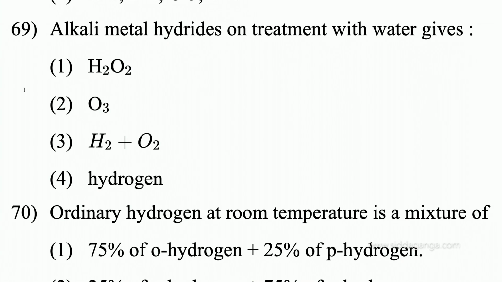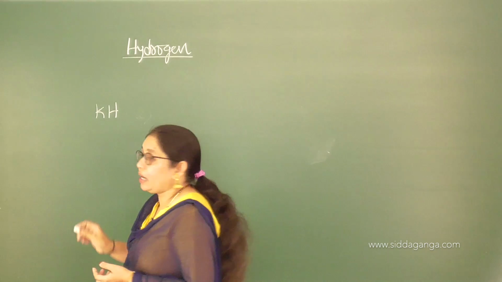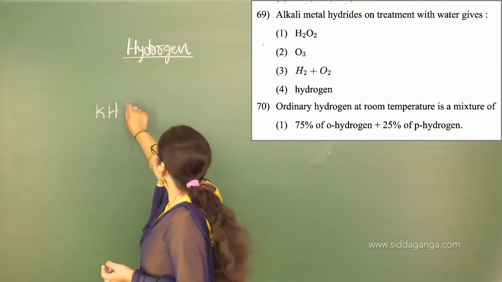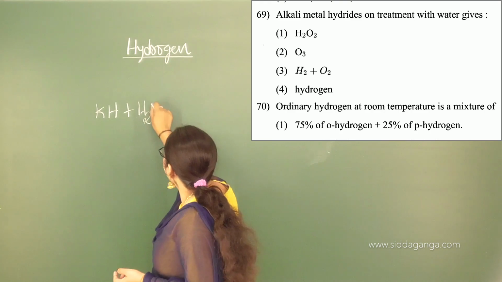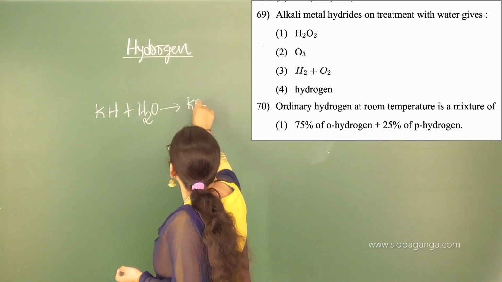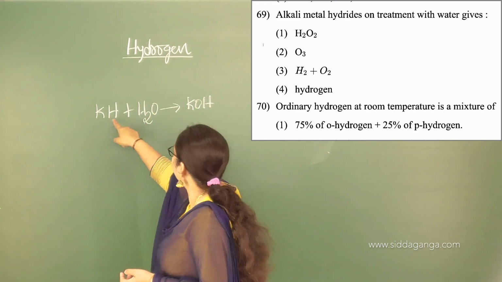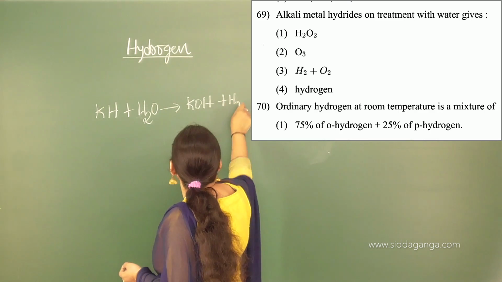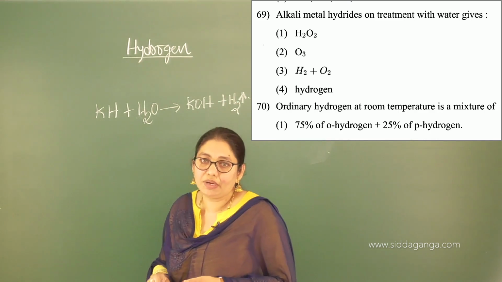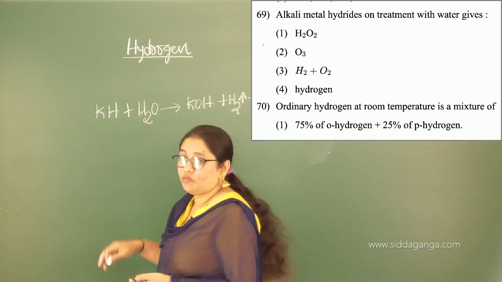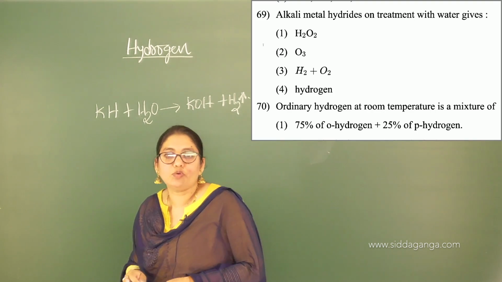Alkali metal hydrides and treatment with water gives? The answer for that one is nothing but hydrogen. You can understand it with the help of a simple example. If you take potassium hydride and make it react with water, H2O, it will form potassium hydroxide, KOH, and there is a liberation of dihydrogen. So that is the concept. Whatever alkali metal hydride you take, the following reaction will take place. So that is the 4th option.